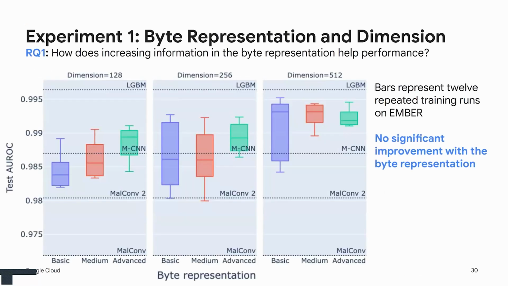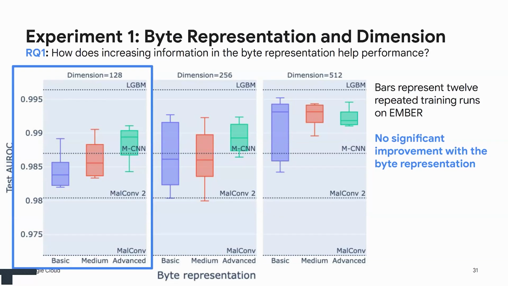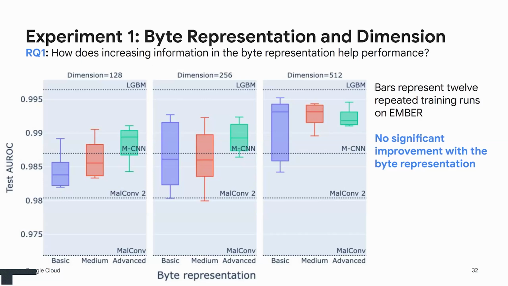All right. The first result looks at the byte representation and dimension. There's a lot going on in this slide. Let's start first with just the leftmost panel. In blue, red, and green, we have the basic, medium, and advanced byte representation. We're looking at test set AUROCs on Ember. The horizontal lines show you various other models that we've benchmarked against, the Malconv, our MCNN, and at the very top, LightGBM here is the standard machine learning model with Ember features. The middle and rightmost panels are just increasing the internal dimension of the space. That is how much information or parameters are associated with the representation for the header and the sections.